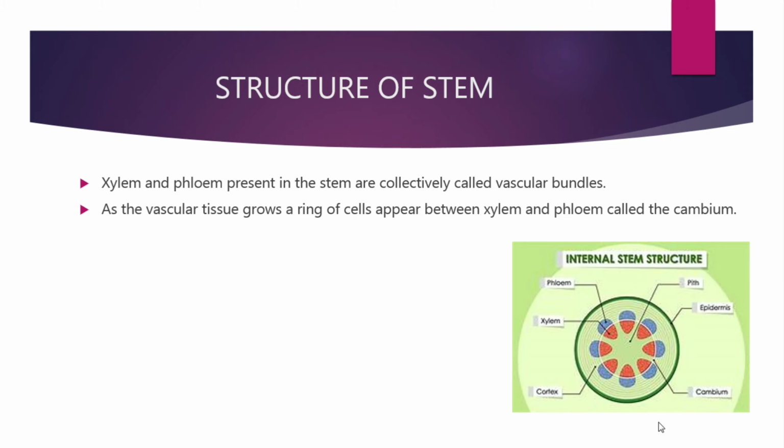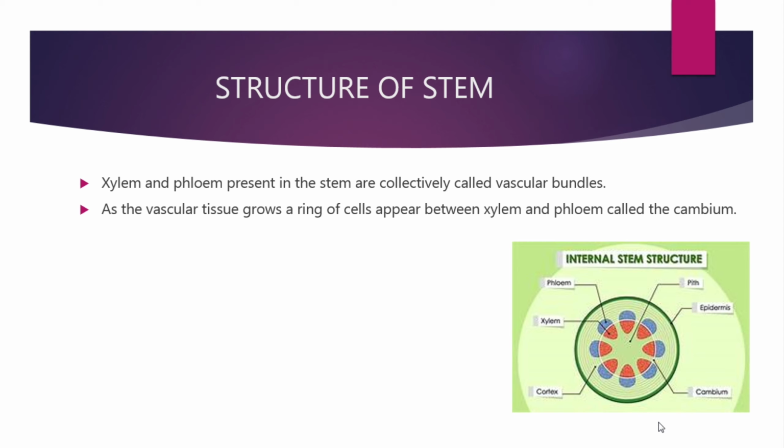Next up we have the structure of the stem. Xylem and phloem are present in the stem and are collectively known as vascular bundles. There are a few things present inside the stem: xylem, phloem, pith, epidermis, cortex, and cambium. In the vascular tissue, a ring of cells appears between xylem and phloem called the cambium.